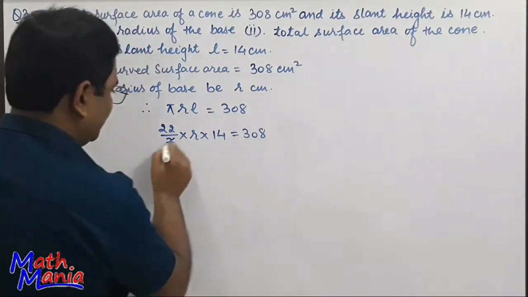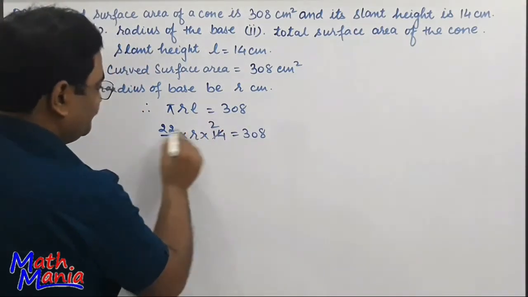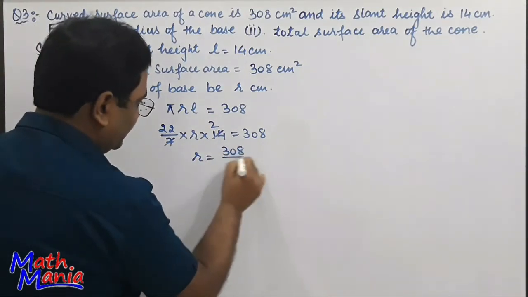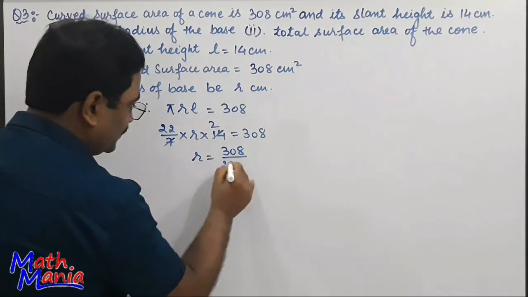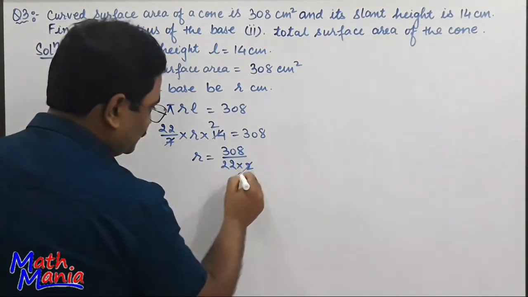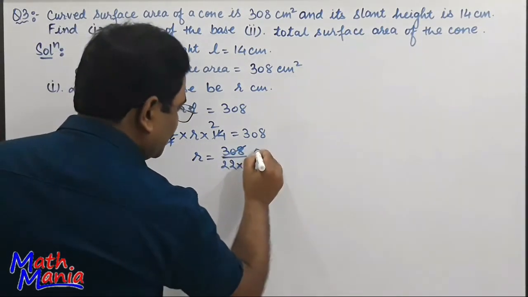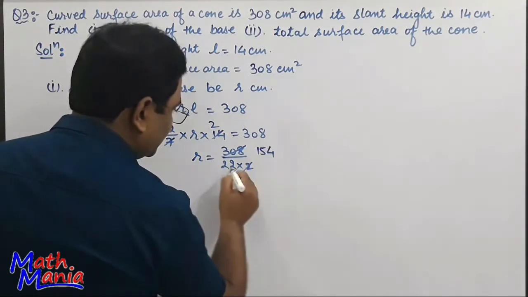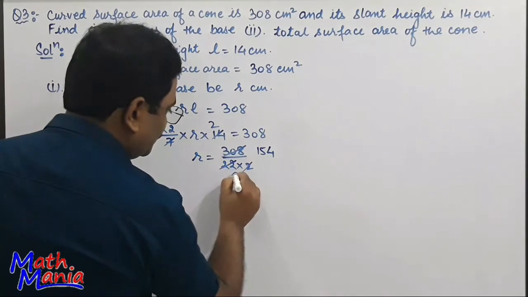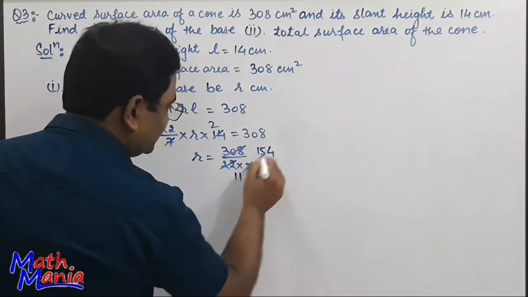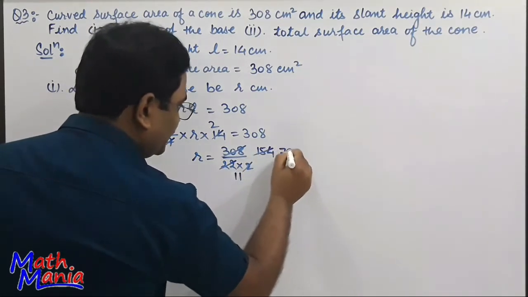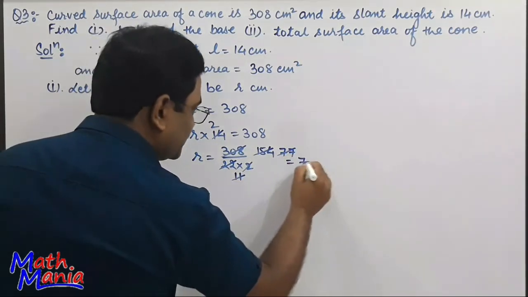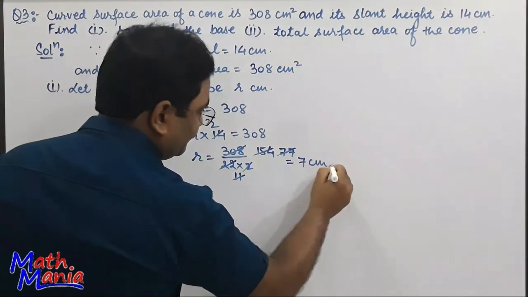So let's simplify. 7 2s are 14. So the radius of base is equals to 308 divided by 22 into 2. So let's simplify. 2 1s are 2, 2 5s are 10, and 2 4s are 8. Now by 2, 11s are, 2 7s are 14, so 11 7s are 77. We got radius of base is 7 centimeter.